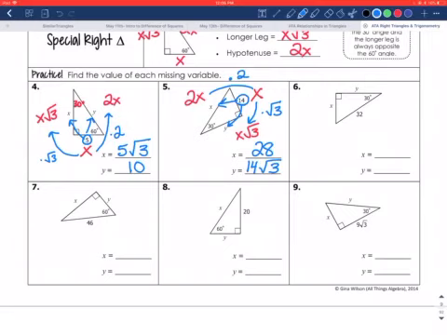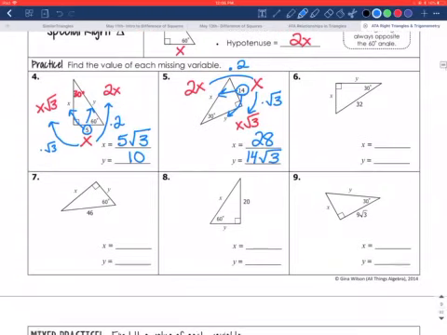And hopefully you can see that because you just go from x to 2x and from x to x square root of 3. But it gets a little more difficult. Sometimes they might just give you the hypotenuse. Now, the hypotenuse is still not that bad because it's only 2x. So what I would suggest you do is not go this way, but instead go the other way.